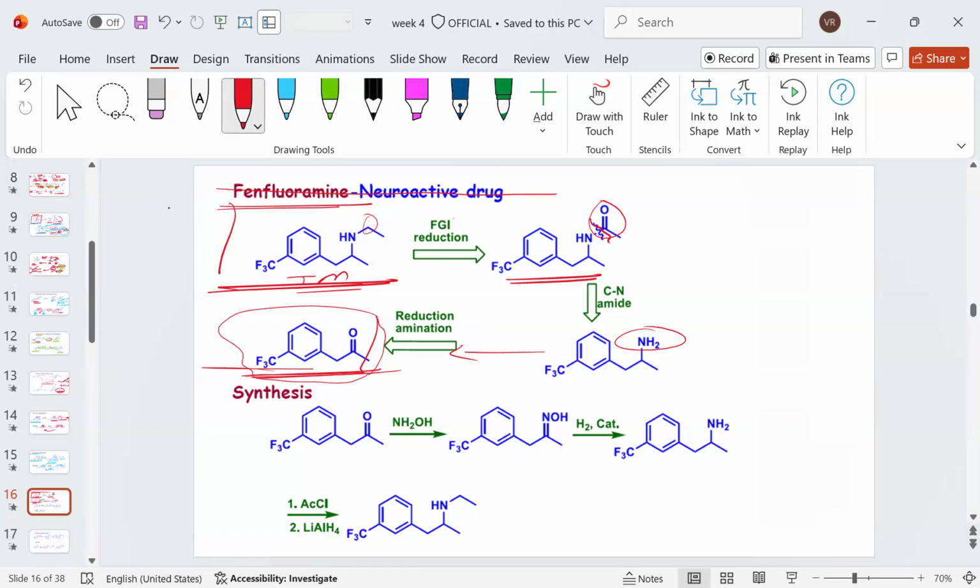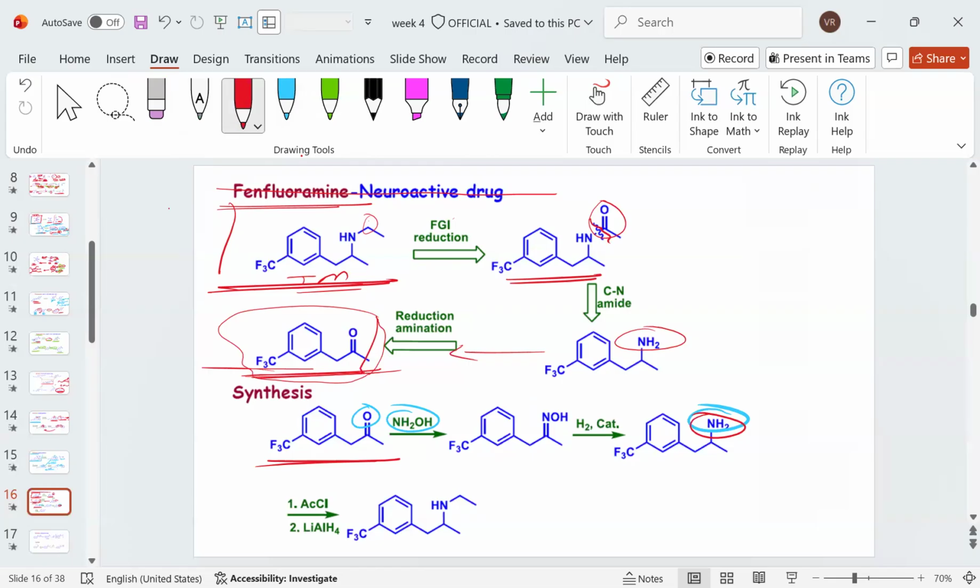How can one do the synthesis of this molecule? The first step is imine formation. We know this simple reaction: ketone plus NH2 forms the imine. So this is just an imine formation reaction. Then the second step is reduction of this imine to amine, using H2 and palladium catalyst. So this imine is converted into the amine NH2.